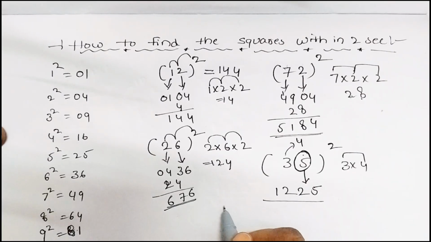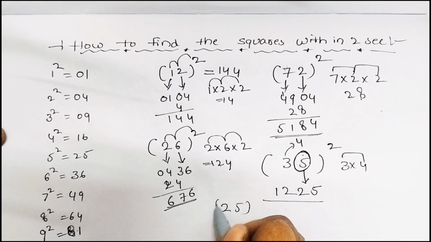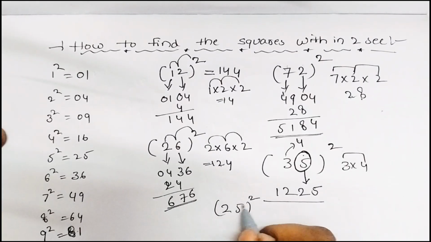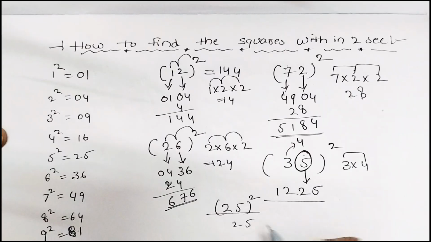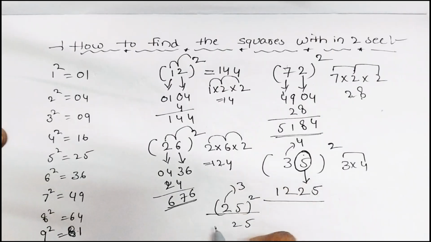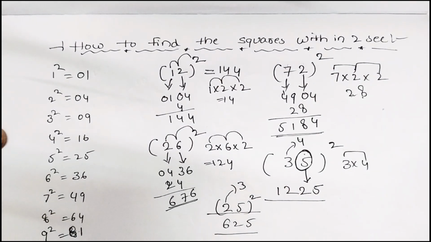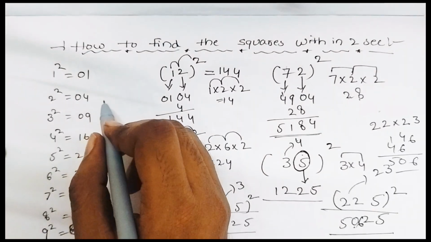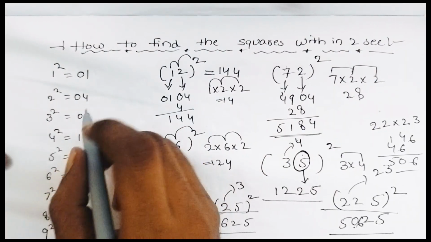And I discuss one more number. Take 25 square. That is 5 square, 25, and 2 times the digit after 2, which is 3. 2 threes are 6. So 625. And let us discuss one more number.